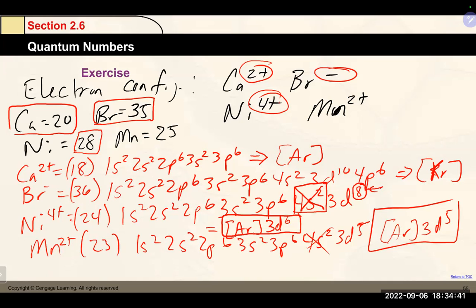So always transition metals. Basically, once you dig into those D orbitals, and that's the end of your electron configuration, those will definitely be the ones that lose their S electrons first. Other questions on that there?